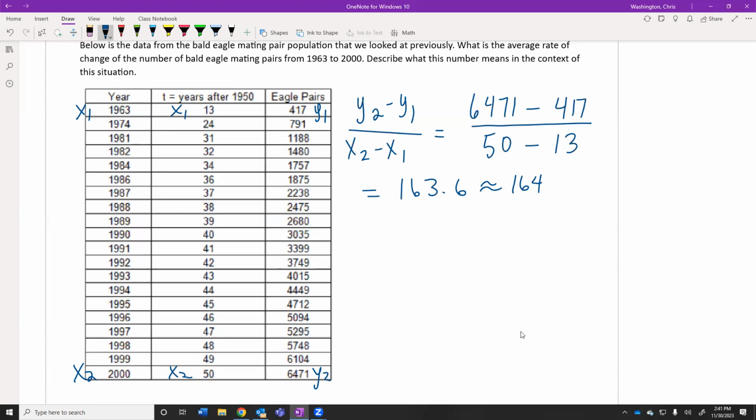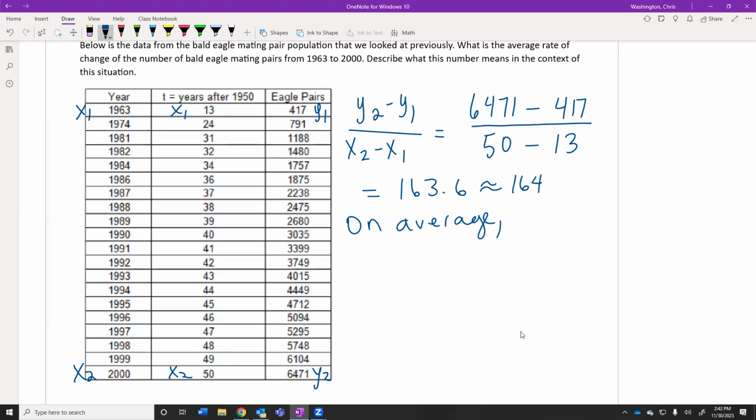But what does that tell us? It's good to do math. It's good to do real life math. But if we can find the 164 and have no idea what it means, we just wasted our time even finding it. So what does the 164 mean in context of this problem? In the context of bald eagle mating pairs? What does that 164 tell me? 164 years. Not years. Eagles.